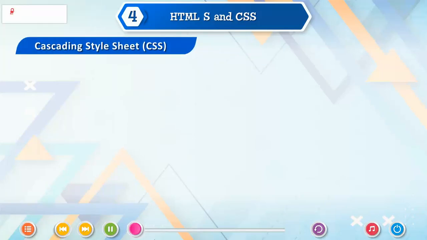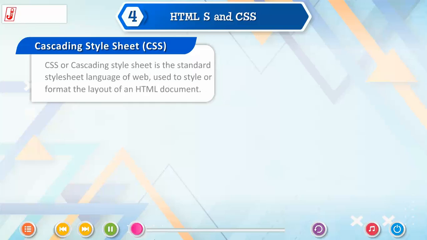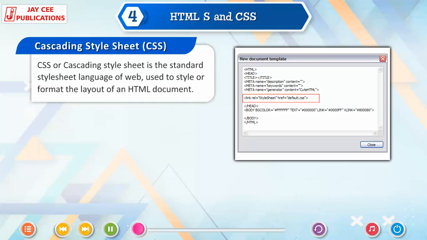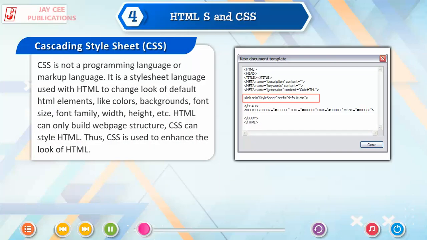Cascading Style Sheet, CSS. CSS, or Cascading Style Sheet, is the standard style sheet language of the web used to style or format the layout of an HTML document. CSS is not a programming language or markup language. It is a style sheet language used with HTML to change the look of default HTML elements like colors, backgrounds, font size, font family, width, height, etc.